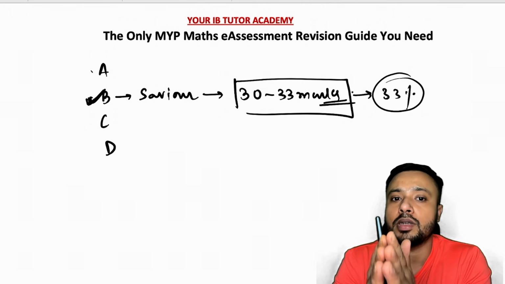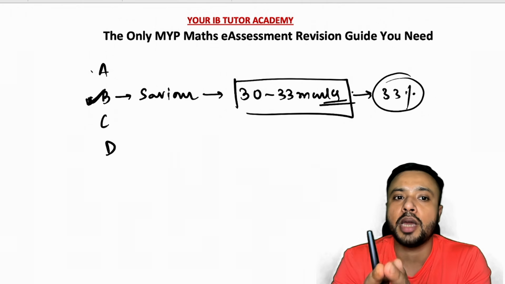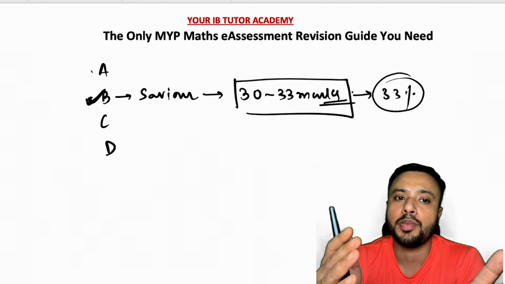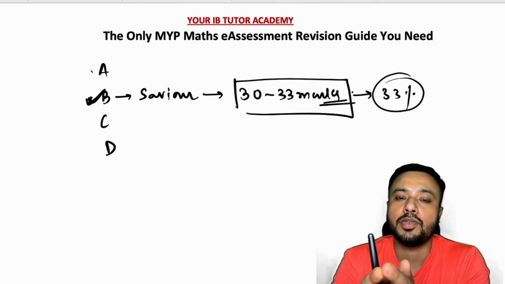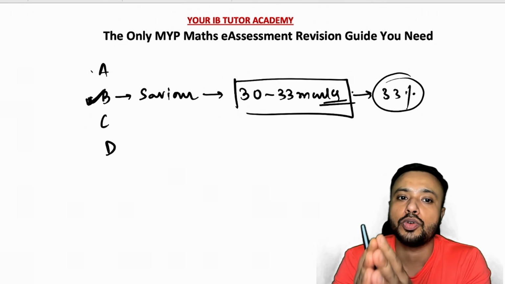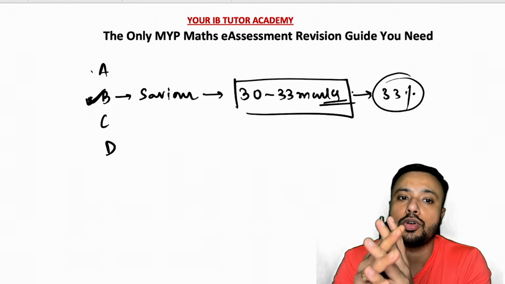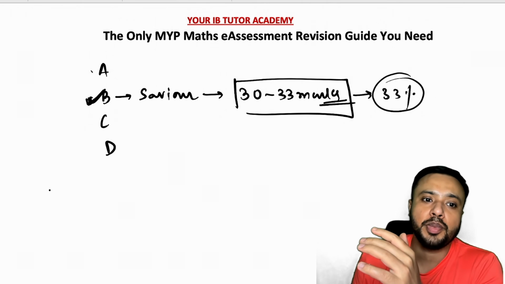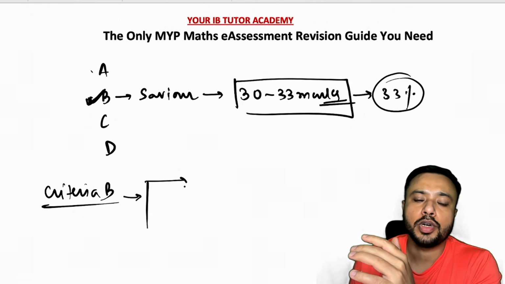Why I'm saying this is because in schools they don't give much time to criteria B. They invest a lot of time in criteria A and D, but teachers forget that criteria B is the easiest one and it's very easy for students to score marks. So criteria B is going to be extremely important for all of you if you really want to score good marks. In criteria B, you have to focus on three things.